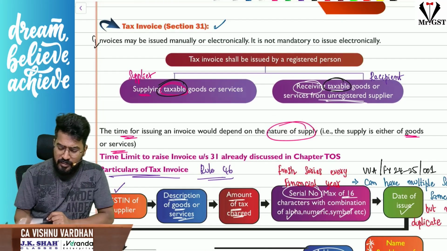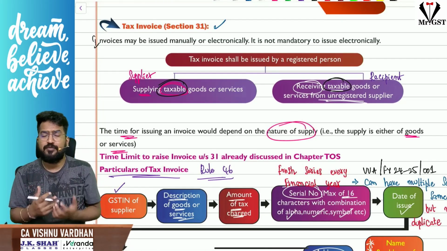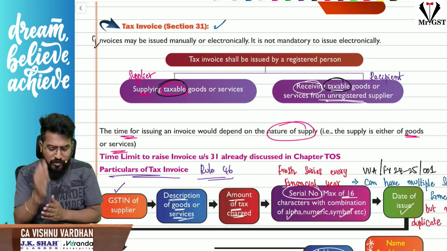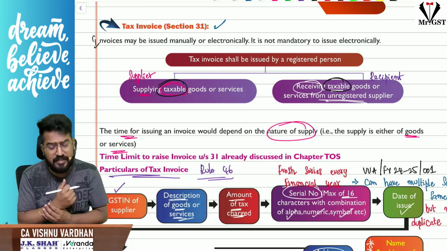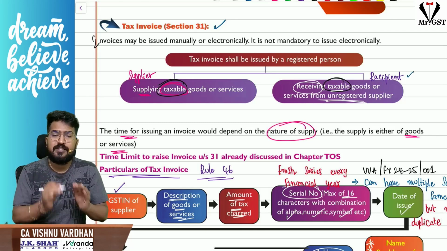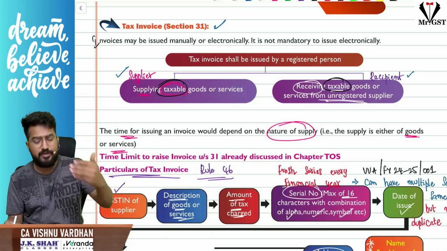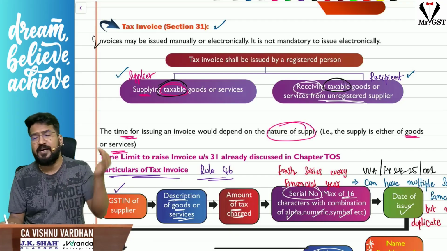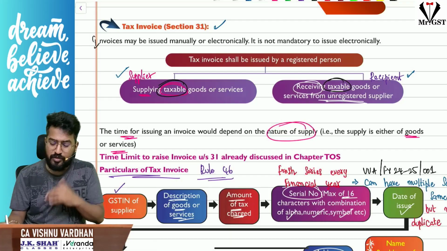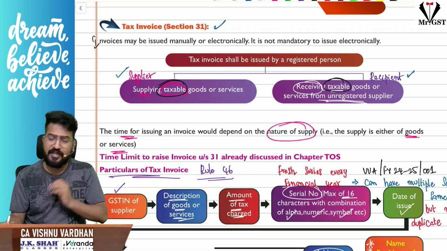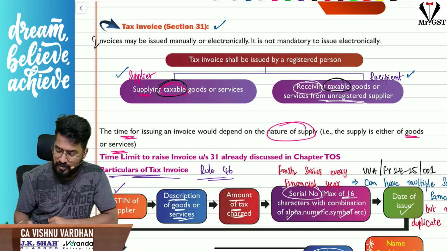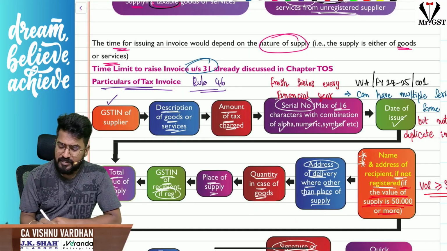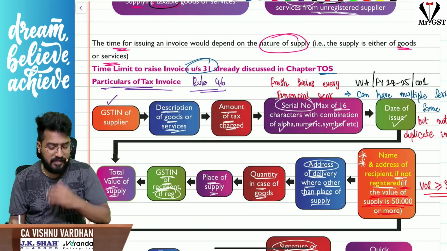Now first of all, the basic thing is whenever we think about a tax invoice, we always feel like the tax invoice will be raised by the supplier. But understand, a tax invoice is not only raised by suppliers; there is also a situation where the tax invoice is raised by the recipient. If you are supplying taxable goods or services, you can raise a tax invoice, or if you are receiving taxable goods or services from an unregistered supplier, then you can raise a tax invoice on yourself. So a tax invoice can be raised by the supplier or the recipient. Regarding section 31, the time limit to raise a tax invoice, we have already discussed in the chapter time of supply.